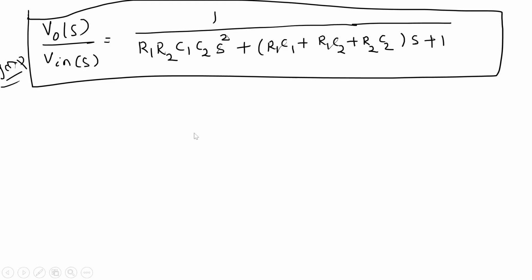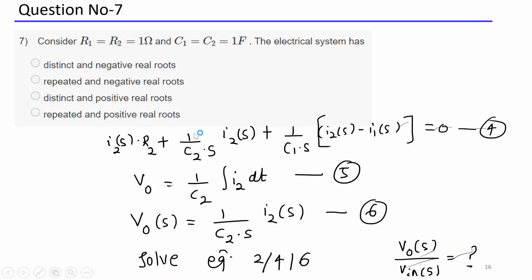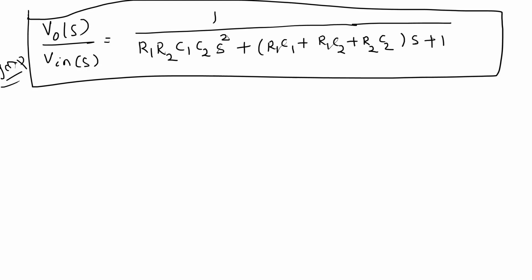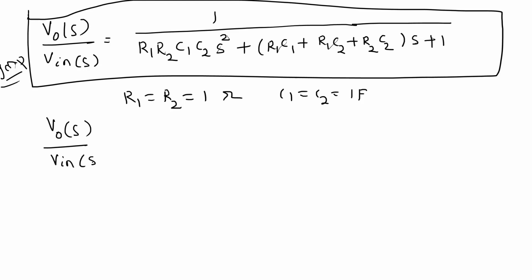Now in the previous slide actually I have given the values of everyone. R1, R2, C1, C2 is 1. Okay, if you put in this equation R1 equal to R2 equal to 1 and C1 equal to C2 equal to 1 farad. Okay, now whatever you write V naught S divided by V in S is nothing but everything is 1, so S square plus here is 1 1 1, so it will be 3S plus 1. So this is your transfer function.